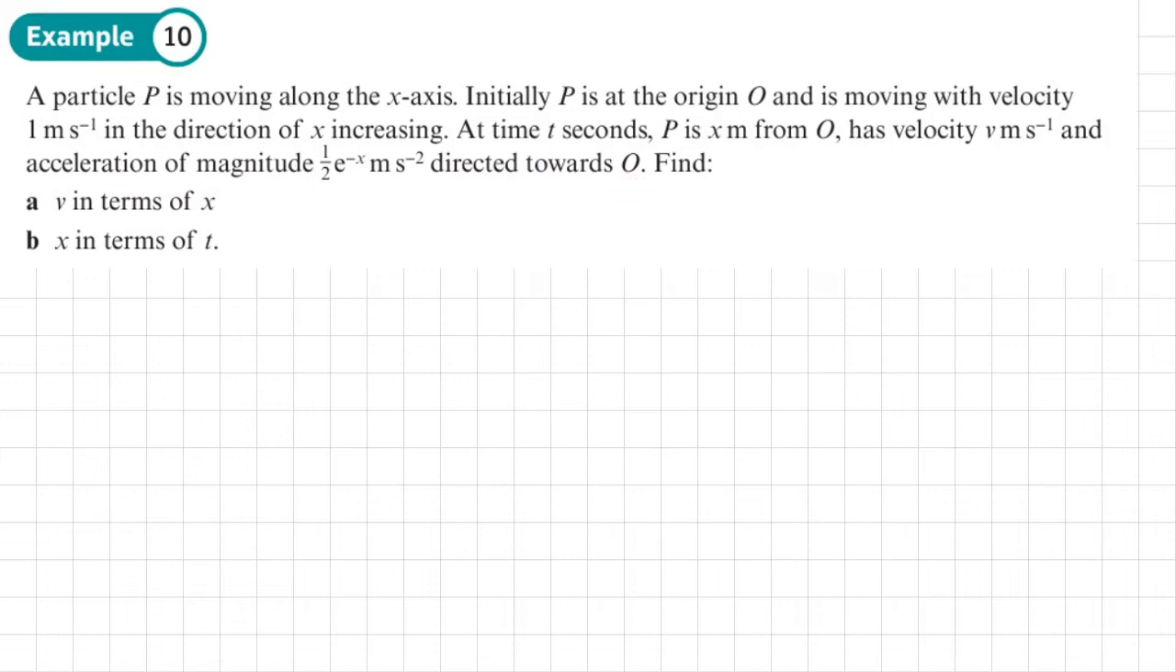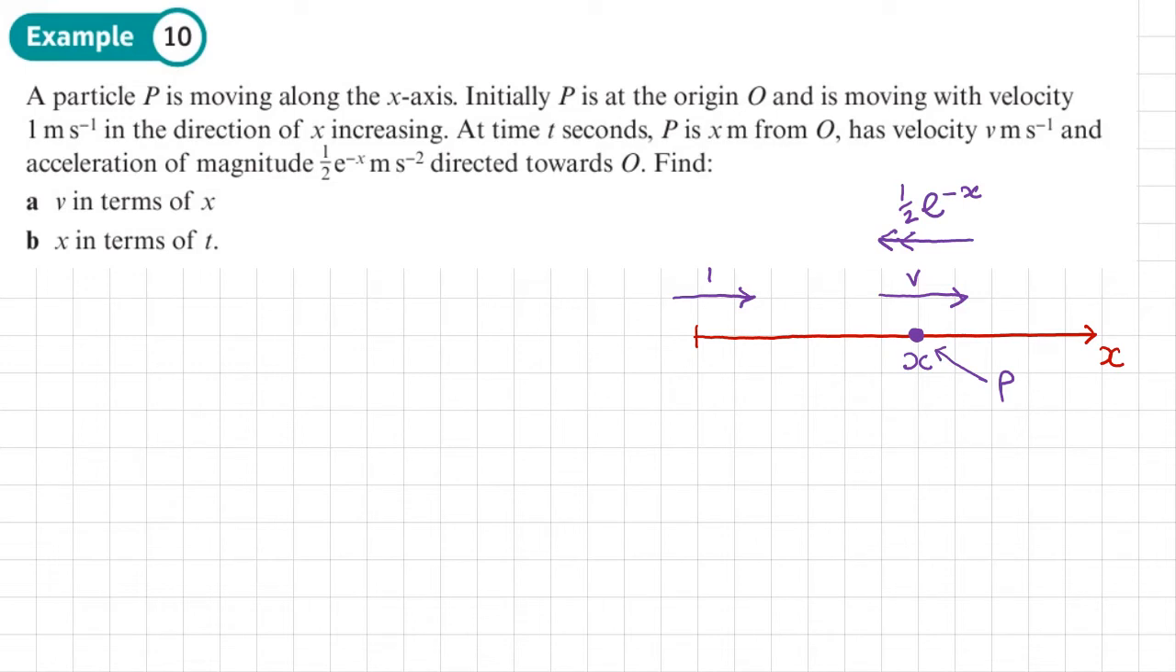So let's start first of all with our diagram. Initially the velocity is 1 in the direction of x increasing. When P is x meters from the origin, so I'll just mark down that this is the origin here, its velocity is v, and its acceleration directed towards the origin is half e to the power minus x. So part A: find v in terms of x.